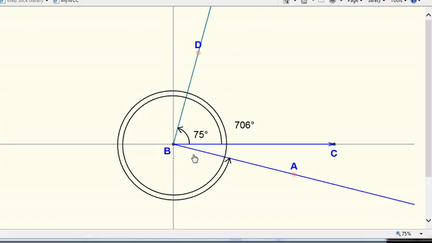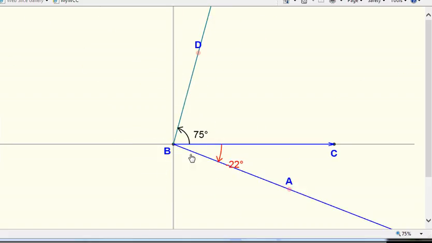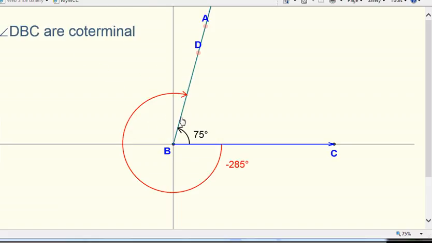Of course, we can go the other direction too, right? We can go like this. Ding. So 75 degree and negative 285 degree, they are coterminal. All right? Not too bad, right?